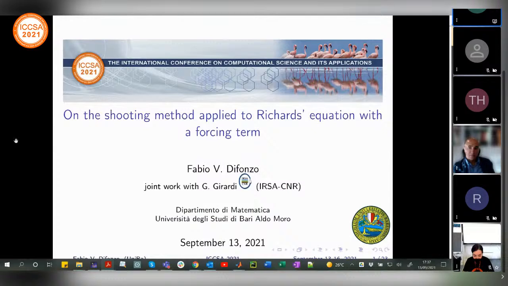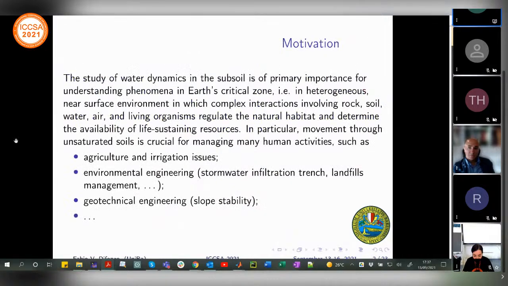Okay, so I'm going to talk about the shooting method applied to Richards equation with a forcing term. The general motivation of this study comes mainly from agriculture and irrigation issues, but also from complex interactions between species, water, air and natural habitat, where it is necessary to have a model by which we can understand the overall interactions. In these involved scenarios, the water movement through unsaturated soils is crucial.